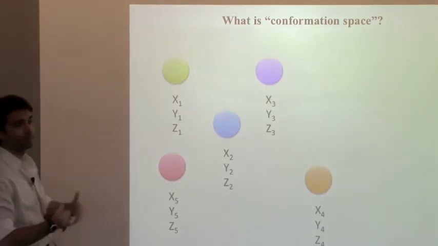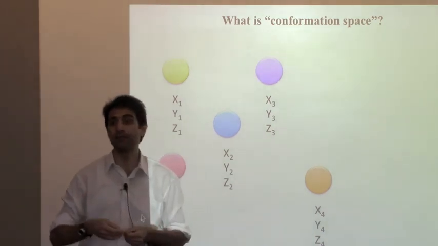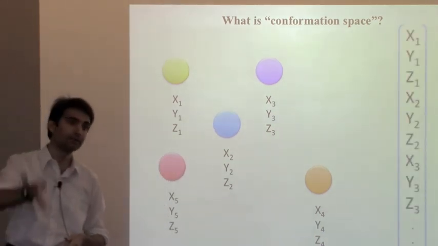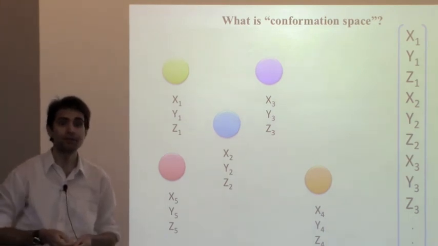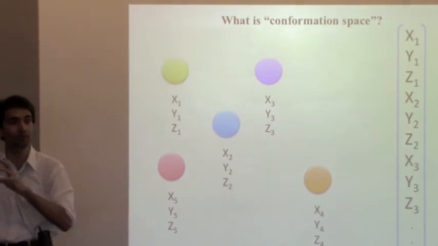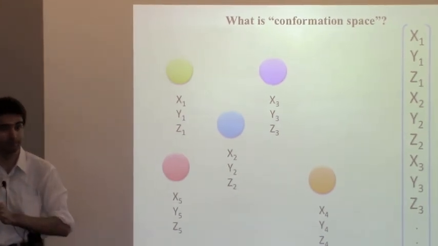I could have 5,000 atoms in a giant protein, and if I tell you the x, y, and z coordinates of all of those atoms as a giant 15,000 dimensional vector, I've defined a point in a 15,000 dimensional space corresponding to a particular conformation of that protein.